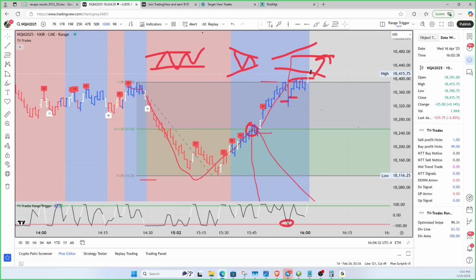But there was no signal at your last ideal entry. The ideal entry would have been right here, right? There was no signal to go short in there. The background was blue.